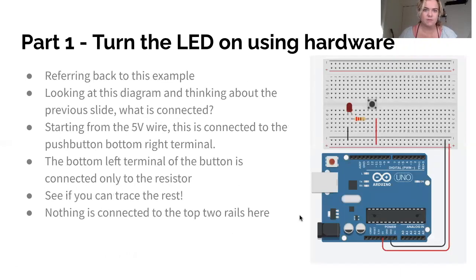For this first part, we're going to be turning the LED on using hardware. You guys can always refer back to this example and the previous slide, and if you look at what's connected, you can gain a better intuition of what is going on through the circuit. Starting from the 5-volt wire, this is connected to the push button through the bottom right terminal, and then the bottom left terminal of the button is connected only to the resistor. Maybe stop this video and see if you can trace the rest, like see which way the current goes through the circuit. Nothing is actually connected but the top 2 rails here, if you look.